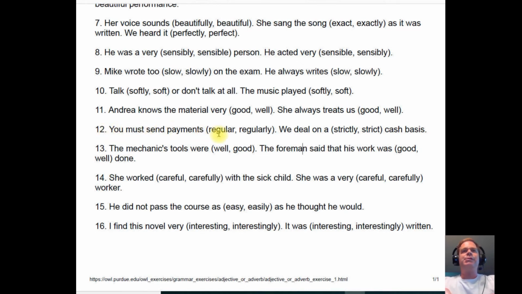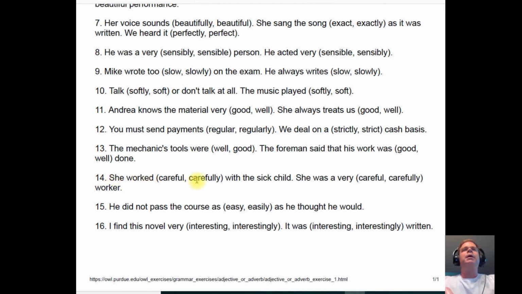You must send payments regularly. Send regularly. We deal on a strict cash basis. Cash basis is a noun, strict. The mechanic's tools were, well, his tools. So we're not modifying the verb were. His tools were good. The foreman said that his work was well done. Well done. His work was well done.